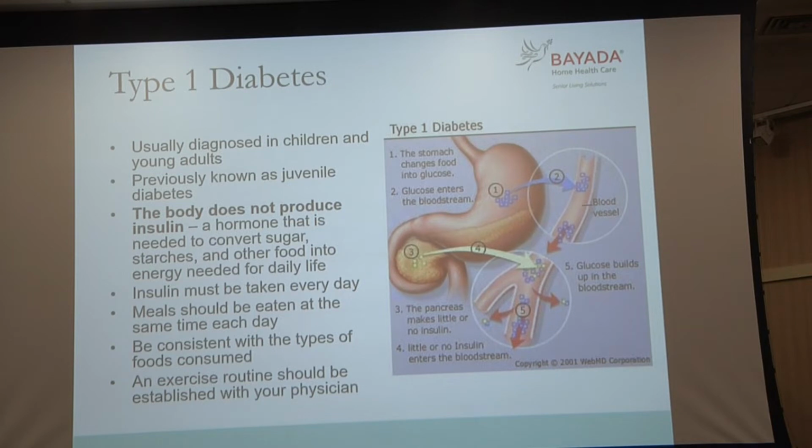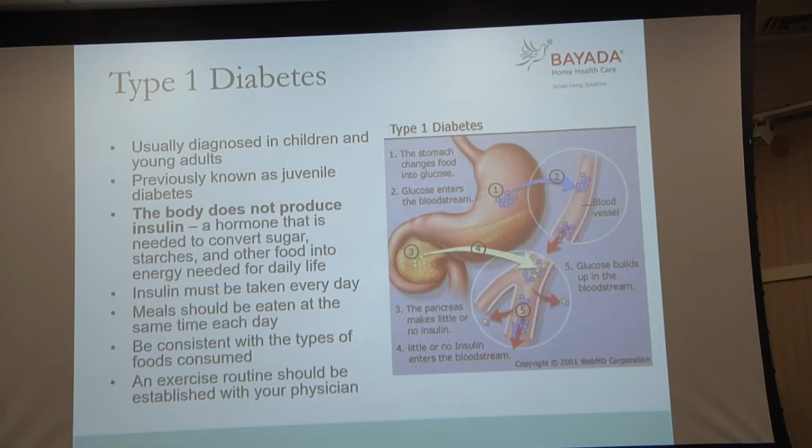So this is when the body does not produce insulin at all. So insulin is the hormone that is needed to convert sugar, starches, and other food into the energy needed for daily life. So when it doesn't produce insulin, you need something else to do that for you.